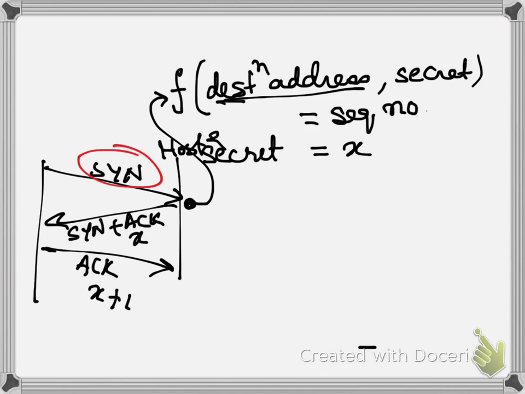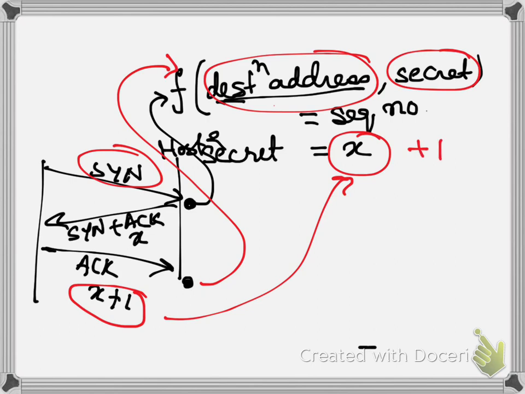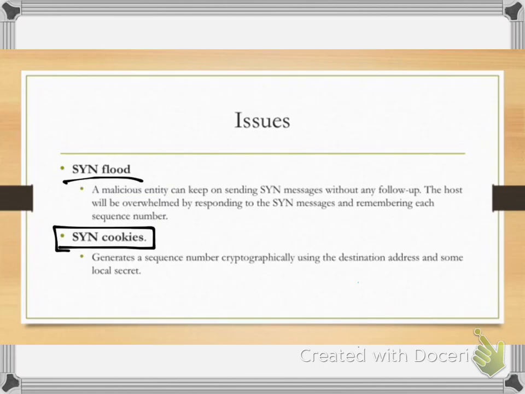So what the host here will do is call this function again with the destination address, and the secret remains the same. Both are the same. So the destination address is also the same, the secret is also the same. So it should get x. It will now match this x plus 1 with this x plus 1. If both are equal, that means the problem is solved. That means it is this connection. So it does not have to remember this anymore. So this is known as your sync cookies.